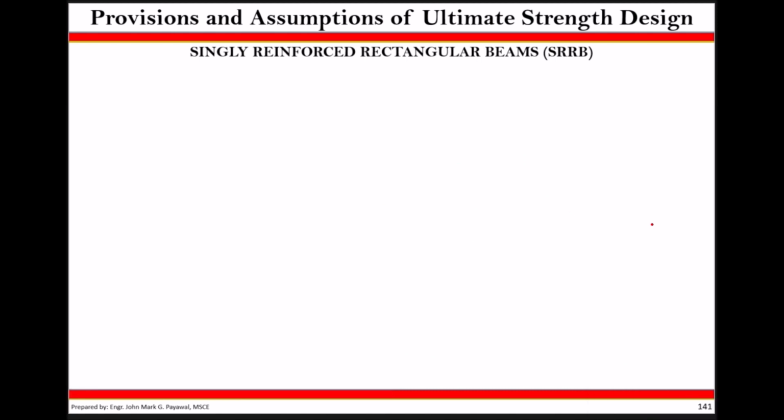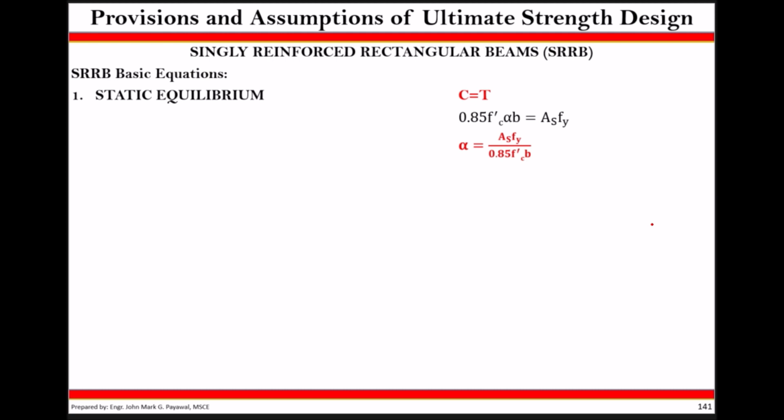So taking that into account, the general equation or basic equations for SRRB is that taking compression equal to tension, we have 0.85 fc prime alpha b equal to As fy. In here, we assume it's yielding. That's why As fy. We can compute for alpha to be As fy over 0.85 fc prime b. On other presentations or other ways to compute for alpha, we can express this in terms of rho. If we multiply it by a factor of 1, d over d, we're not changing anything from the equation because d over d is just 1.